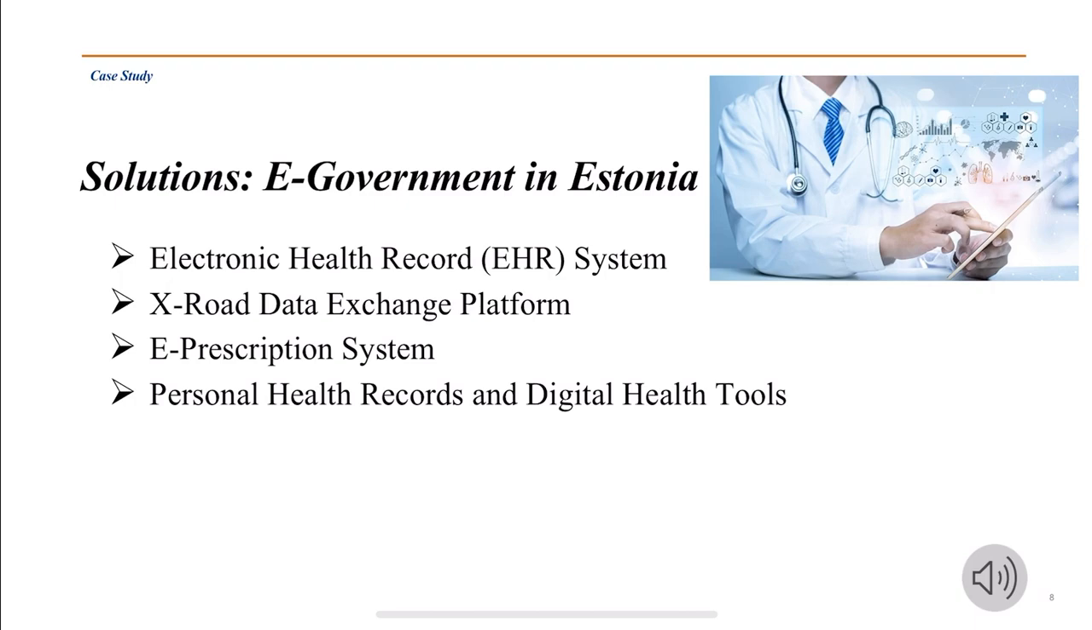Our final solution we found was the use of personal health records, PHRs, and digital health tools. The introduction of these PHRs empowered Estonian citizens to access their health data online, including medical reports, immunization history, and prescribed medications. This encouraged patient engagement and allowed individuals to take an active role in managing their health. Additionally, Estonia developed various digital health tools and mobile applications that provided health-related information, offered preventative care tips, and allowed users to monitor their fitness and well-being.